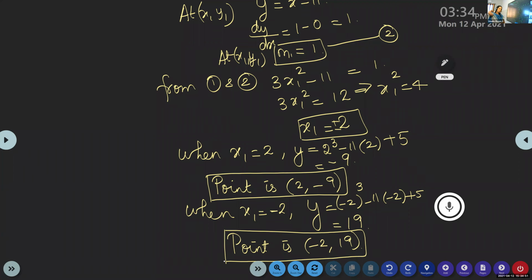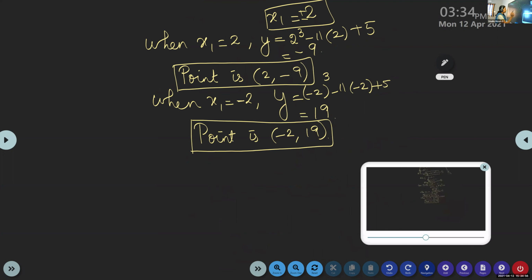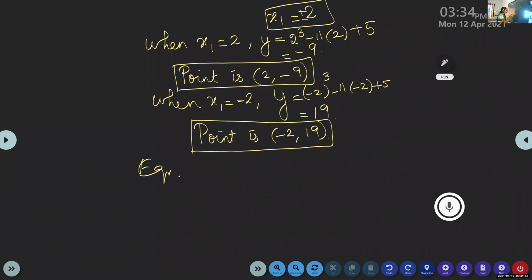What is the equation of the tangent given here? Equation of the tangent is already given, isn't it? Aditya Satyan, what's the equation of the tangent? y is equal to x minus 11.